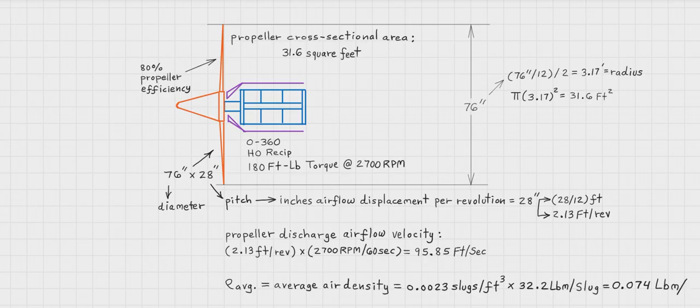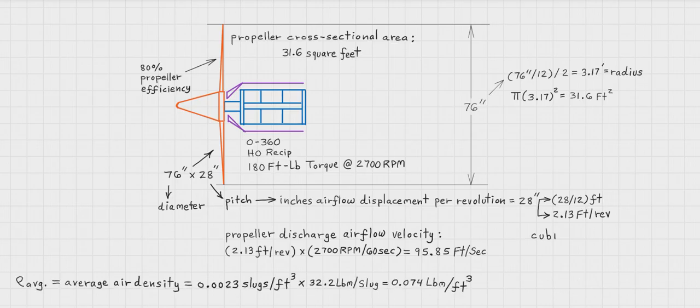The average air density is 0.0023 slugs per cubic foot times 32.2 pounds per slug. So we get 0.074 pounds per cubic foot average air density.